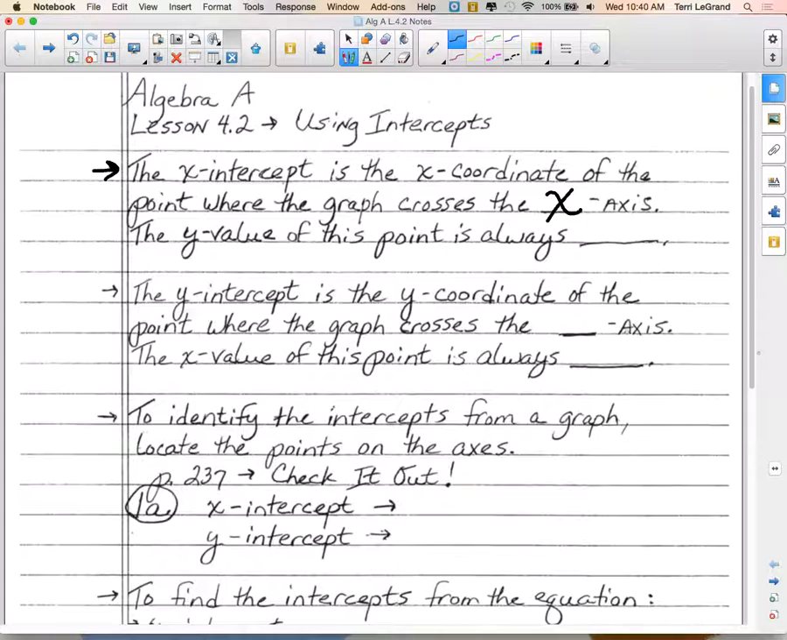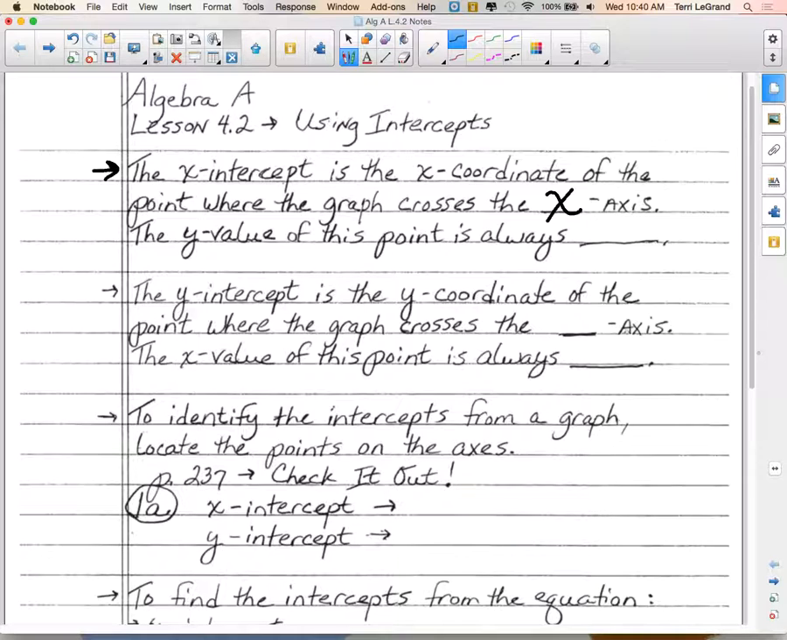The y value of this point is always, can anybody tell me something about all the points on the x-axis? What do they all have in common? What do you think they all have that is the same? Just look over here at this coordinate plane on the wall, here's our x-axis right here. No matter where you plotted a point down, do you think there's anything that all those points would have in common?